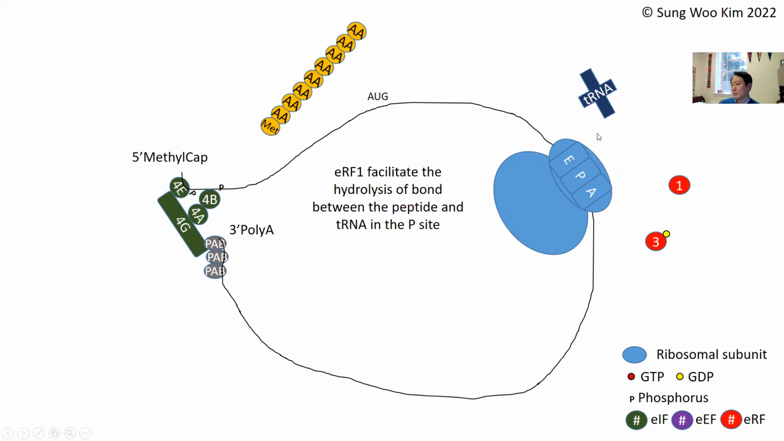Now the release factor will depart. The tRNA will leave also. So this 80S ribosome is empty. And this will be reused when initiation factors 1, 3, 6 come, and that will cause the dissociation of this 80S into 60S and 40S, so that they can initiate another translation.